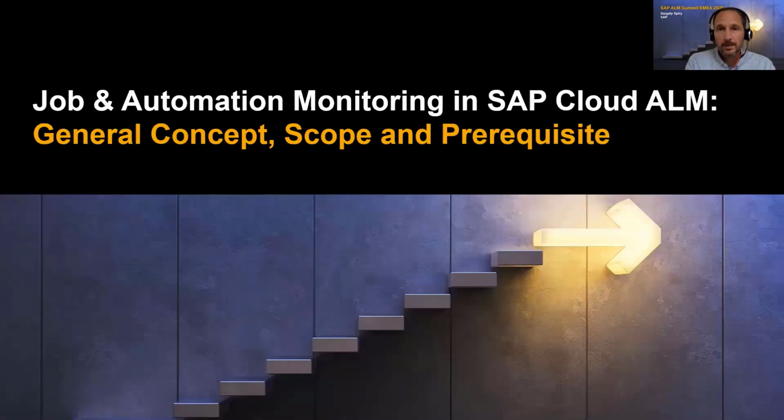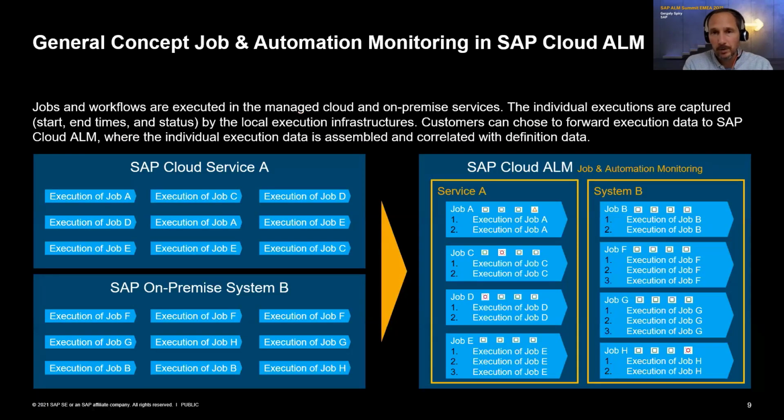Okay, so let's speak a little bit about the general concept. The general concept is, obviously, I told you we collect job execution data, but what do we do on top? We do not only collect executions from the different services in SAP Cloud ALM, but we try, of course, to structure. It's clear. I mean, you have a lot of executions, and this is the nature of jobs that they are running repeatedly.